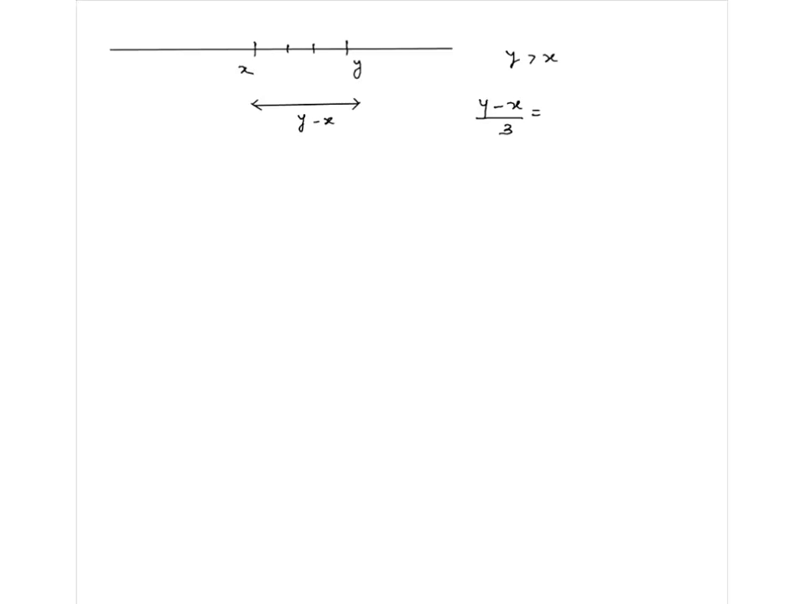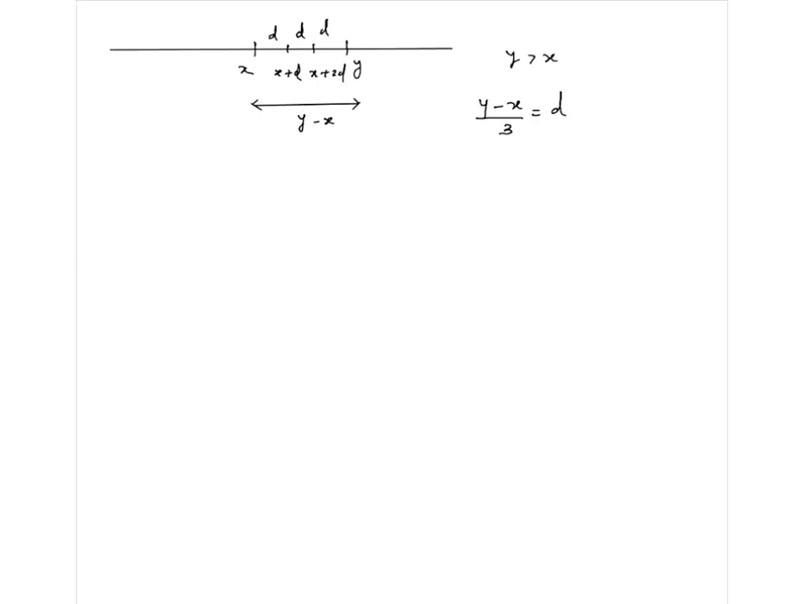So I will find y minus x by 3. I will call that d. This is d, this is d, this is d. So if this is x, that point will be x plus d, the first rational number. Then x plus d plus d, x plus 2d, that is the second rational number. That's it. So if you want to locate two rational numbers, you will divide y minus x by 3.